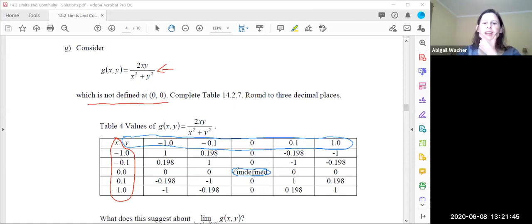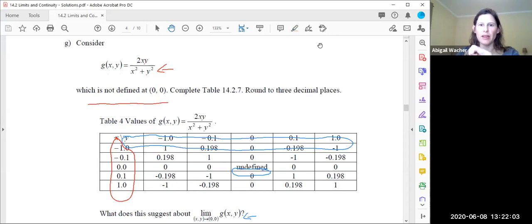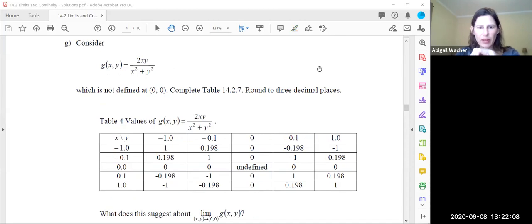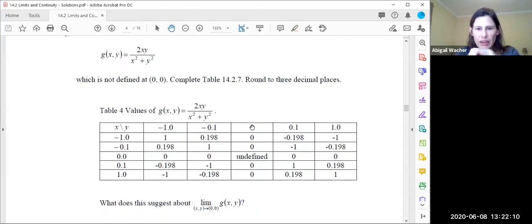All right, so what does this mean? We're being asked here, what does this suggest about the limit as x, y goes to 0, 0 of g of x, y? So let's think about that. As we approach 0, 0, for y equals 0, the function is 0, except at that point.